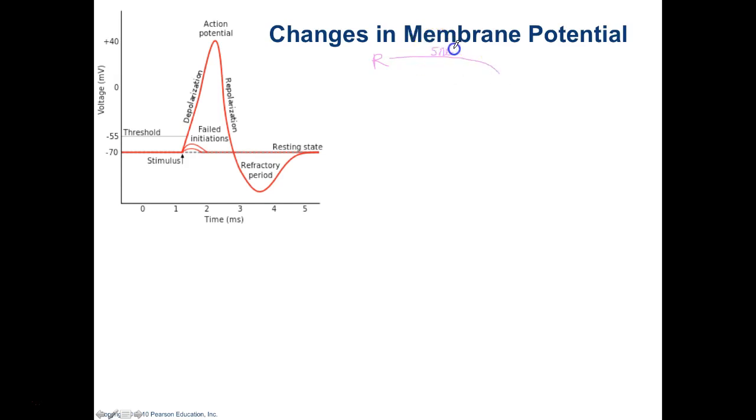Remember, what's our other word for sensory neuron? Afferent. Yes. So the sensory neuron, or afferent neuron, is bringing that information into our integration center, which would be our brain and spinal cord.